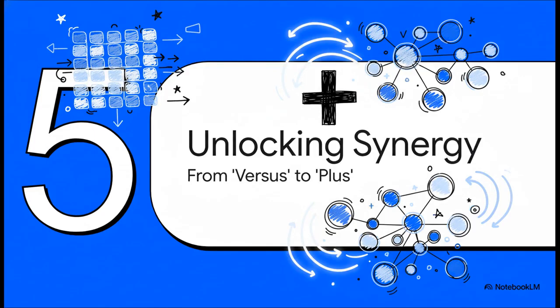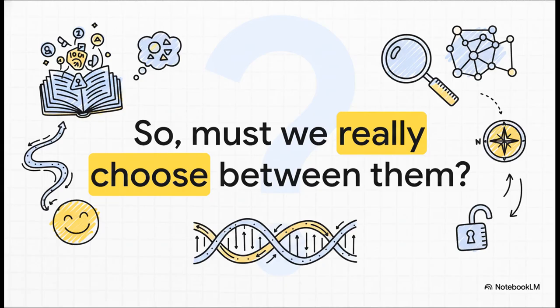Which brings us to the real heart of this whole explainer. For a long time, the debate was vector database versus knowledge graph. But the future isn't about picking a winner. It's about moving from versus to plus. It's all about synergy. So, do we really have to choose? Is it the master of meaning or the master of fact? The librarian who gets the vibes or the detective who knows the connections?